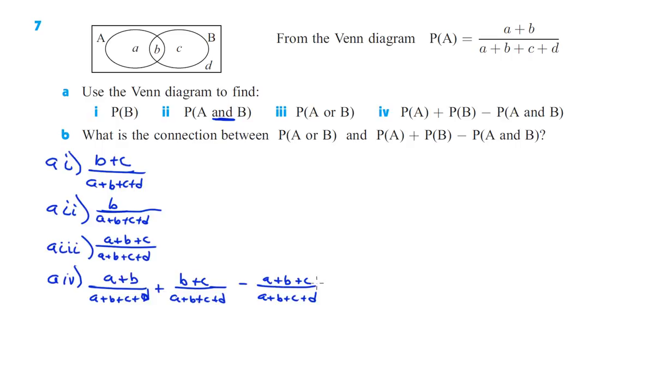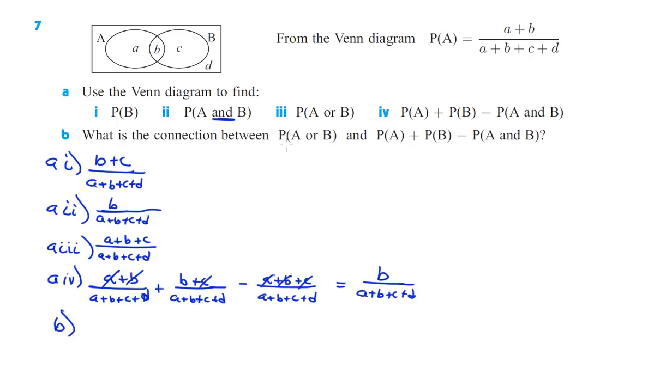But we're subtracting an A, B, and a C, so let's get rid of that A with that A, that B with that B, that C with that C, and because our denominators are all the same, we end up with just B over A plus B plus C plus D, which you'll notice is the same as A and B. Okay? And that's actually what B is asking us.